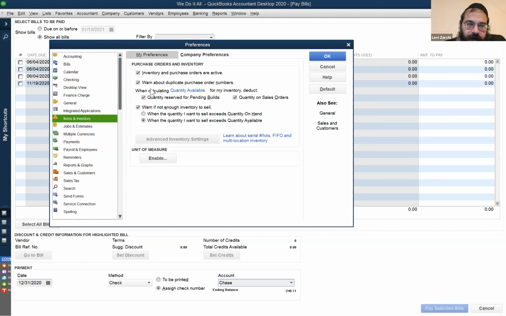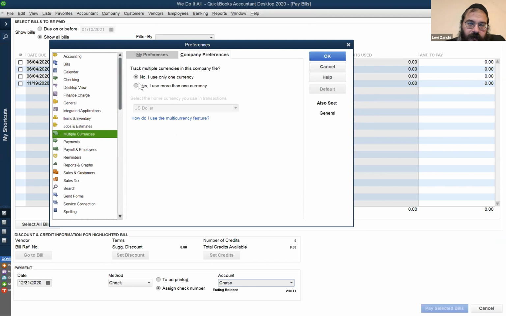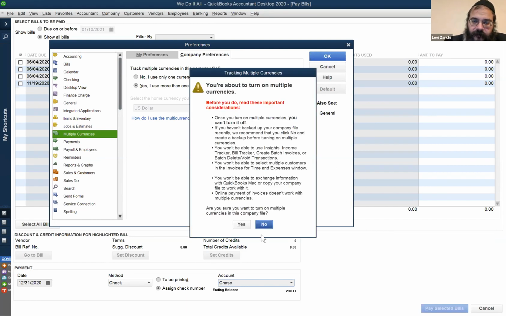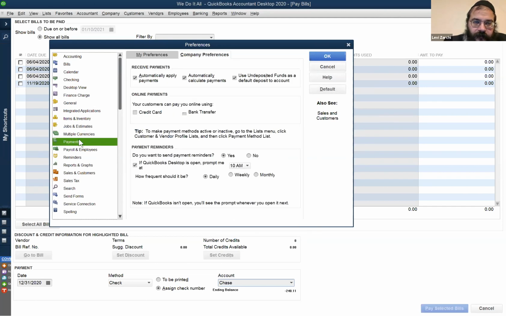Items in inventory we already enabled. We already went through that. There are currencies that you could use, multiple currencies. The assumption is that you only use one currency, and you can't change back once you move to multiple. It's going to tell you that you can't turn it off. It's going to stay there. Same thing with payments. You could automatically apply payments and calculate payments. This is what happens when you go to the bill and you make a check, it assumes you want to pay the whole bill.